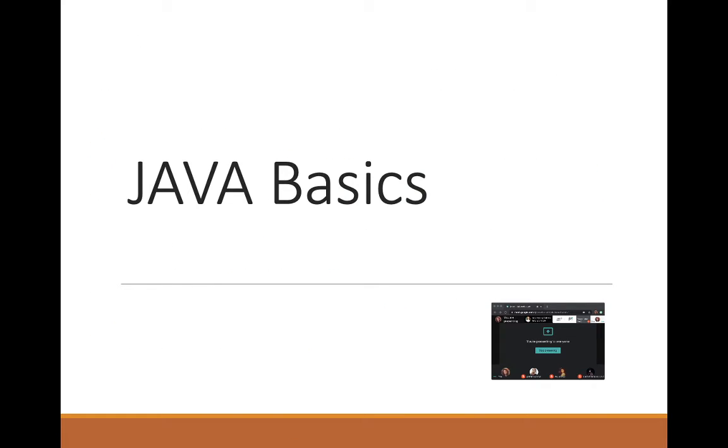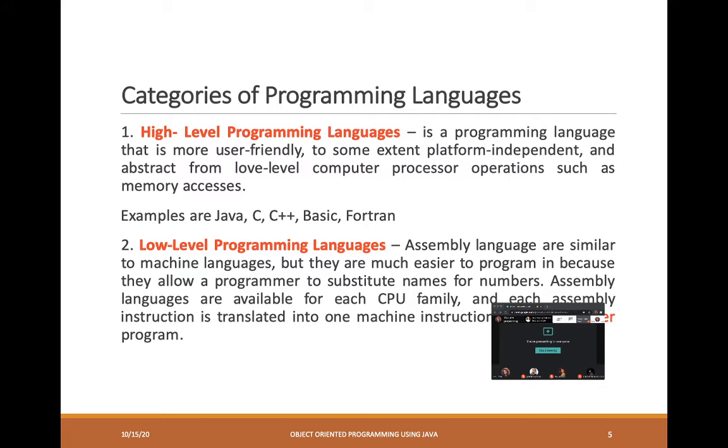Programming language. So, yan. Categories of programming languages. High-level programming languages and low-level programming languages. So, kumbaga hindi ko na kailangan explain yung differences ng dalawang categories. So, yung high-level at saka yung low-level. Examples ng mga high-level programming languages is yung Java, C, C++, Basic, at saka Fortran. So, sa low-level naman, yun yung mga programming language na more on sa machine language.